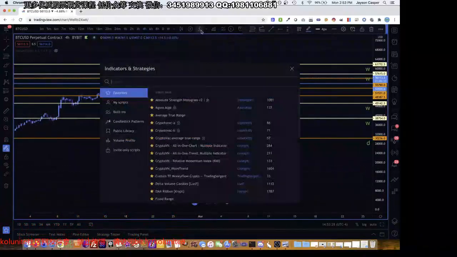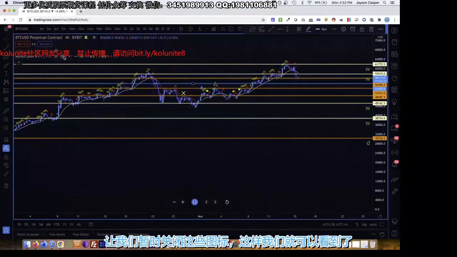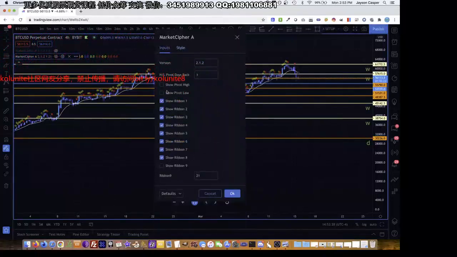Then I'm going to pull up Market Cipher A. Okay. Let's pull up our Market Cipher A. Let's turn off these icons for now, just so that we can see.